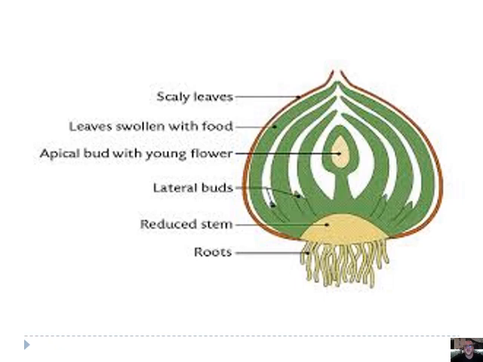So in front of you, you see this structure. This is what an onion technically looks like as a diagram through a cross section. The part I want to point out over here is the reduced stem.